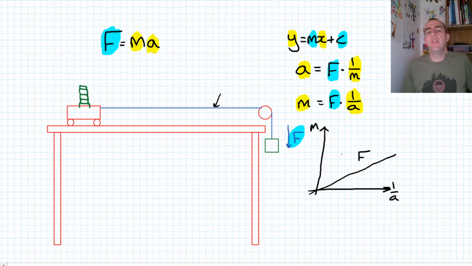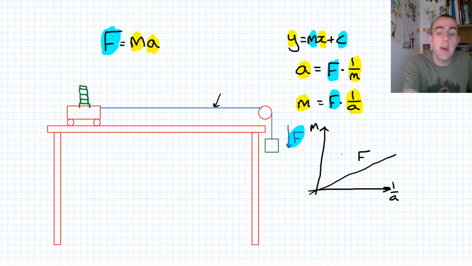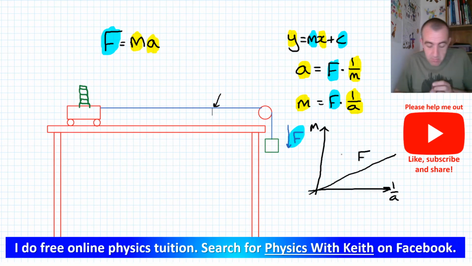So this is the required practical for most exam boards now, investigating how mass, acceleration and force relate to each other, or Newton's second law.